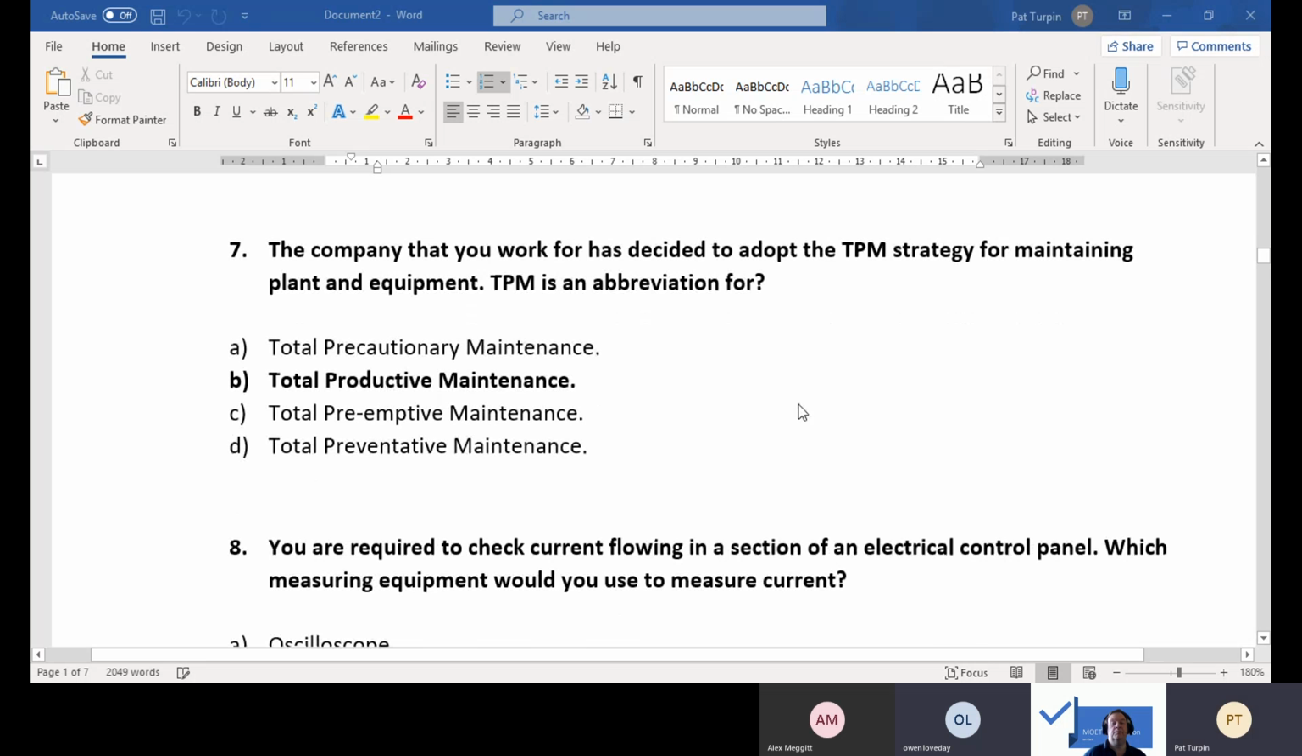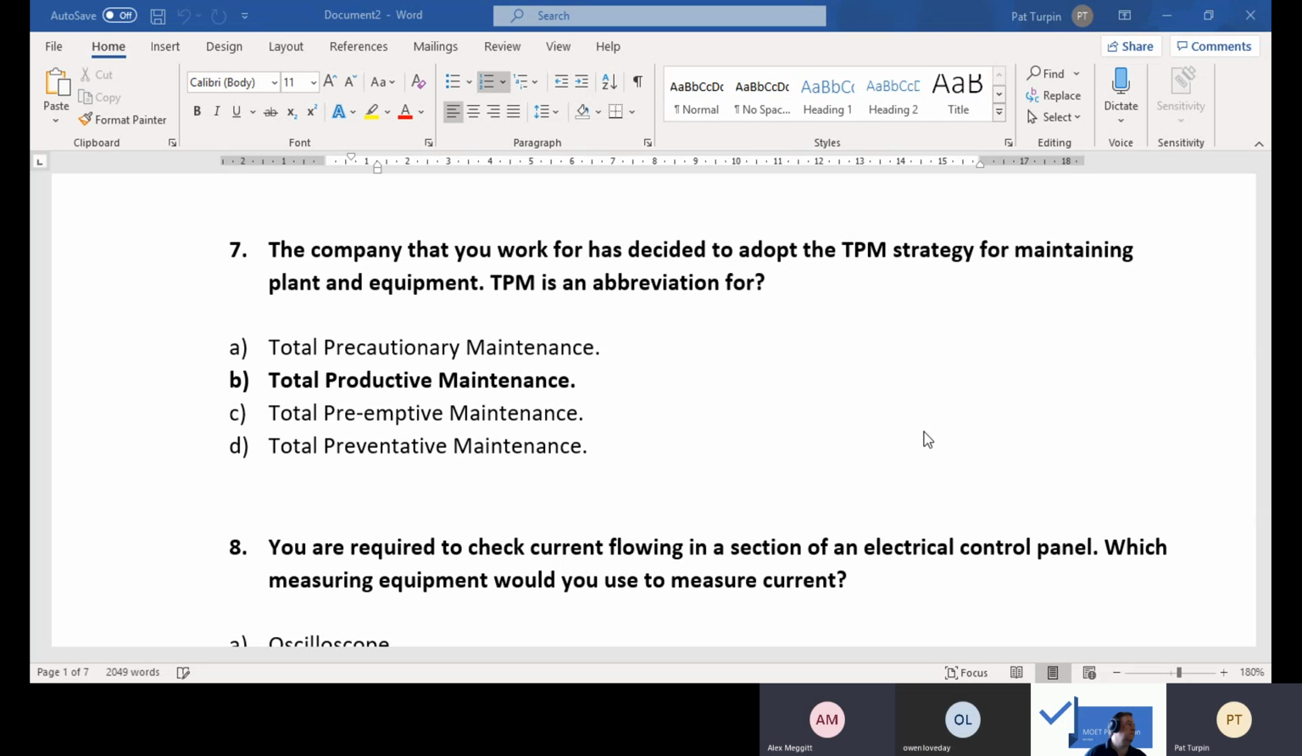Have a look at the answer they're expecting. So this sort of stuff you might pick up on. The company that you work for has decided to adopt the TPM strategy for maintaining plant and equipment. TPM is an abbreviation for Total Productive Maintenance. It's important that we have that. It's not precautionary. It's not preemptive. But there is preventative maintenance as well.